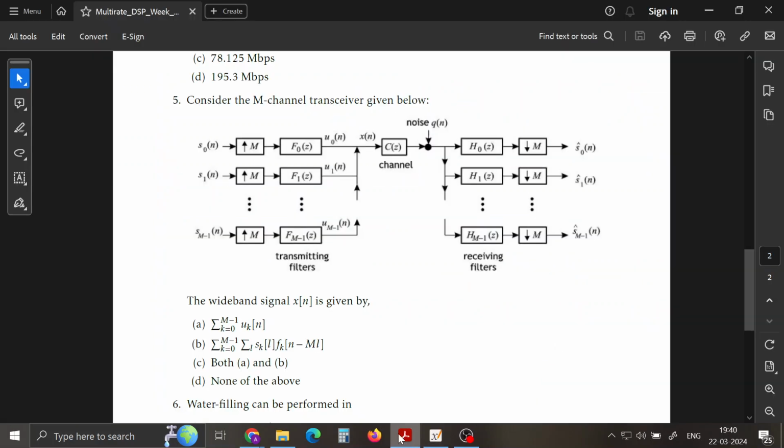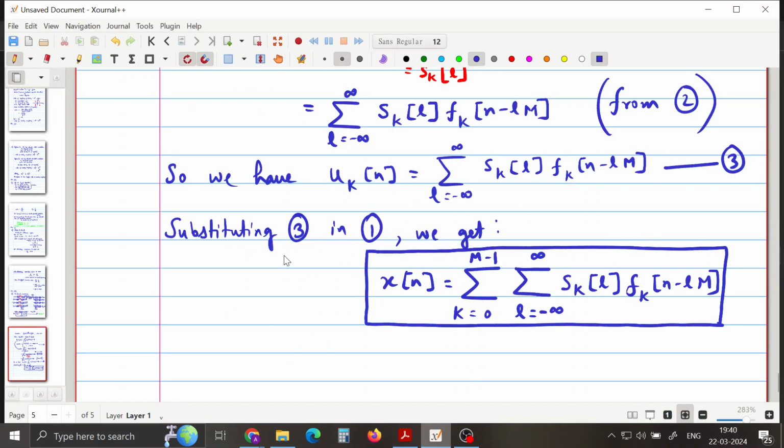And if you check the options, it is exactly matching with option B. So we verified that both option A and option B are correct. They are valid expressions for x of n. So this tells me that option B is also correct. So both option A and option B are correct.